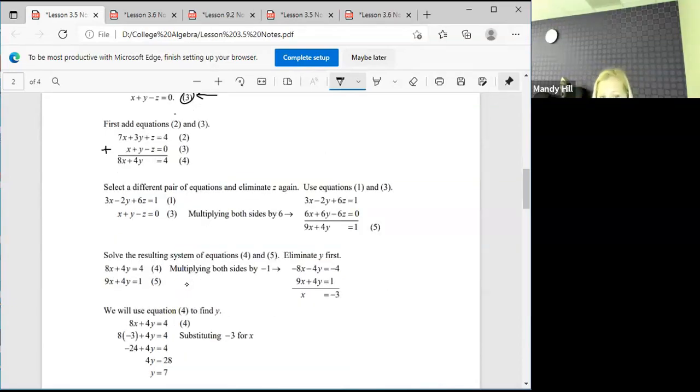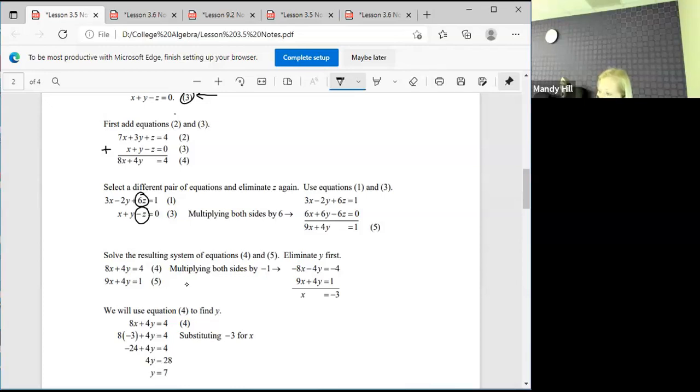Then it says select a different pair of equations and try to eliminate z again, because if we can eliminate z again, then we can start eliminating x and y, because we'll have two equations to work with. So they have picked equation 1 and equation 3. They looked at this and they were like, okay, there's a 6z right here. So if I can get this to be a minus 6z, then when I add 6z and minus 6z, those will cancel out. The other thing, you can add the rows or you can subtract them.